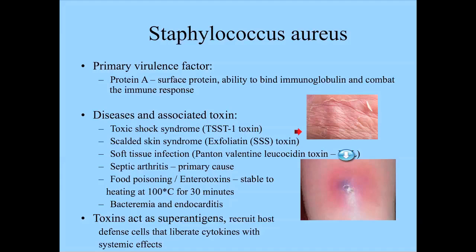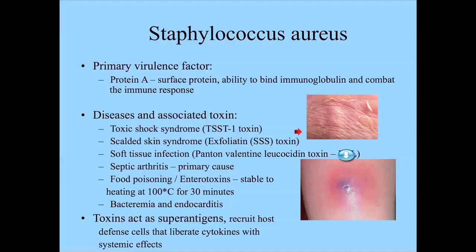We had a lot of soft tissue infections being caused by Staph aureus. There is a slide on the lower right-hand side of a lesion, a soft tissue skin infection with Staph aureus or MRSA caused by the PVL toxin, Panton-Valentine leukocidin. Staph aureus is the primary cause of septic arthritis. It also has a potent enterotoxin that is heat stable, capable of causing food poisoning. It's primarily a vomiting type syndrome. And then, of course, it is a pathogen of bacteremia and endocarditis.